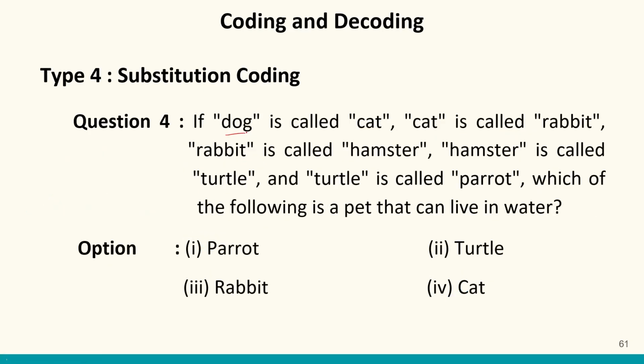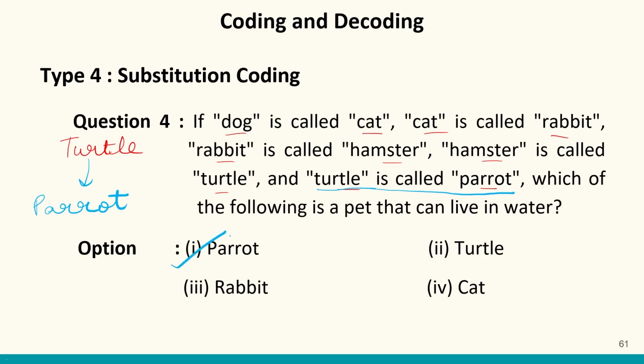Similarly, over here, dog is called cat. Cat is called rabbit. Rabbit is called hamster. Hamster is called turtle. And turtle is called parrot. And we have to find out which of the following is a pet that can live in water. So my logical answer will be turtle. Right? Turtle is the only animal out of all these that can live in water. But over here, we have used the word parrot to substitute the word turtle because turtle is called parrot. So the substitution that I'm using for turtle is parrot. Hence, my answer will be option 1, parrot.